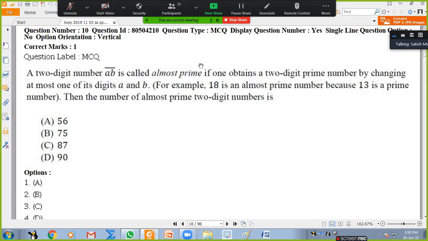All right. Sir? Yes, please. Sir, then all 2-digit numbers will be almost prime now, sir. Yes, that is exactly the question. You have to understand. That is the option, by the way. Why are all 2-digit numbers almost prime, you are saying?